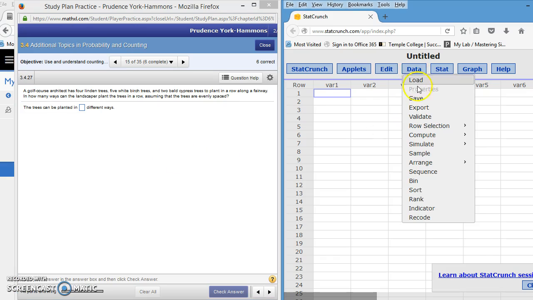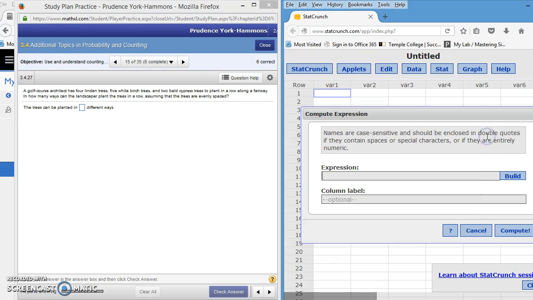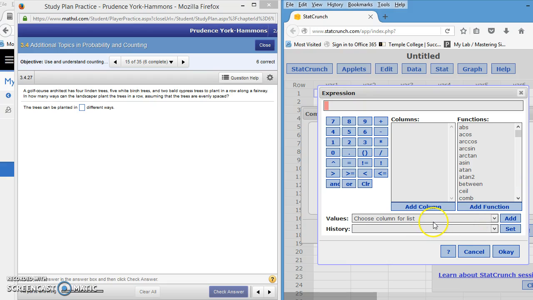So I'm going to go to Data, and I'm going to go to Compute Expression. And I have to build my expression. Since I have 11 trees, I would do my factorial, and I would have 11 for my factorial. Now you have to arrow out of that because you're going to divide. And you're going to divide by factorials for each of the different types of trees that we have repetitions of. So I'm going to put parentheses because I have 3 sets of factorials. The first one is for the 4 linden trees, so I'm going to have a factorial of 4. That's the linden trees that could be arranged in 4 factorial different ways, all indistinguishable.